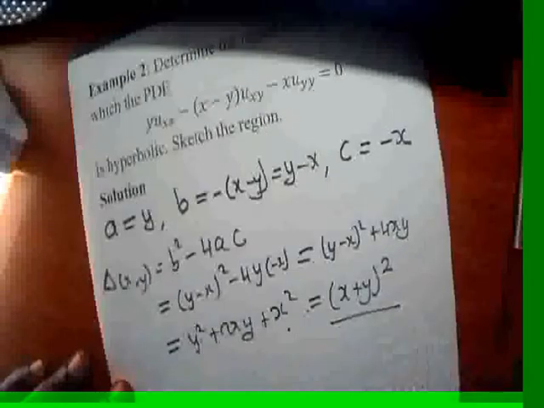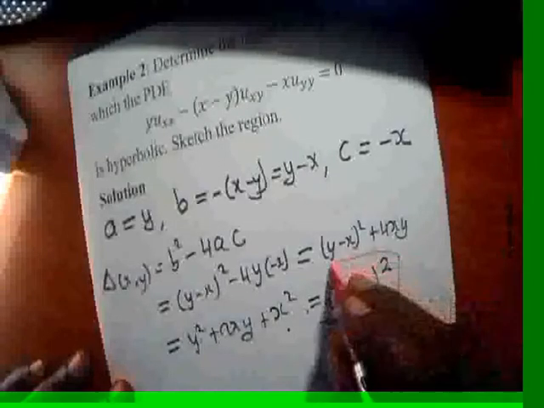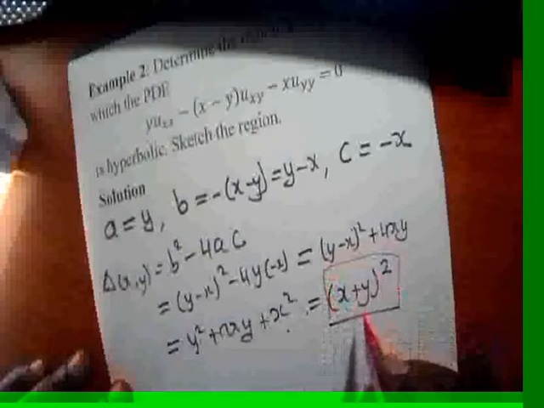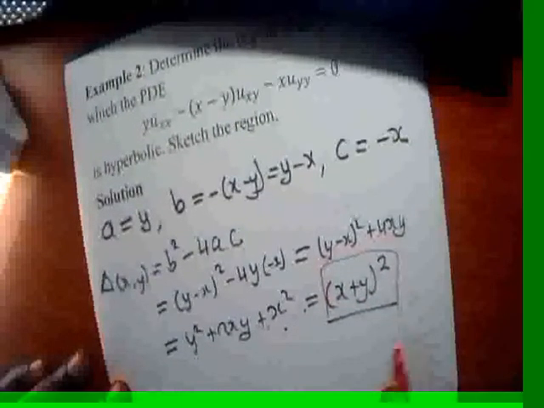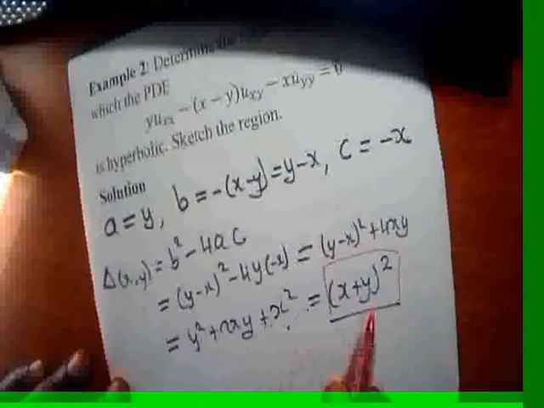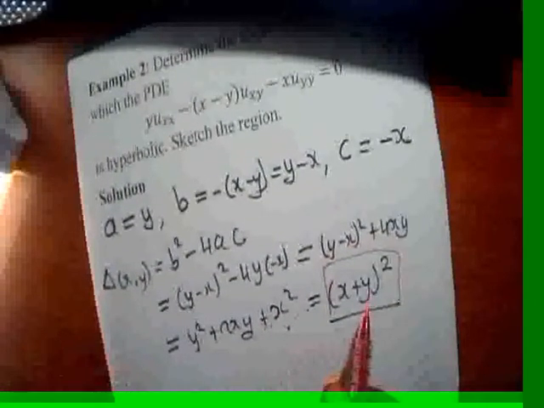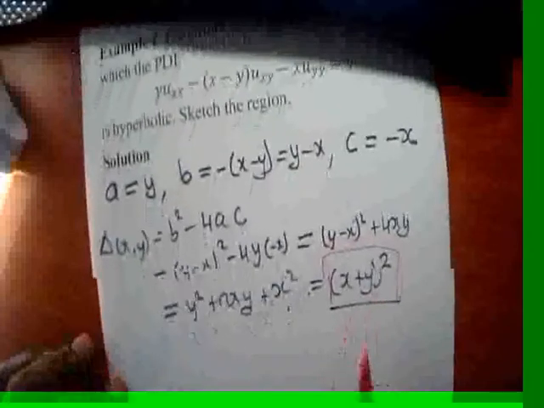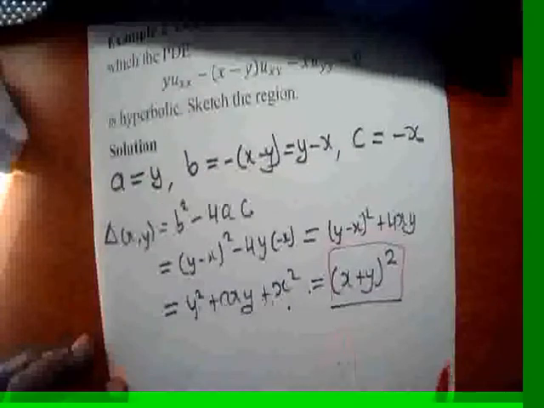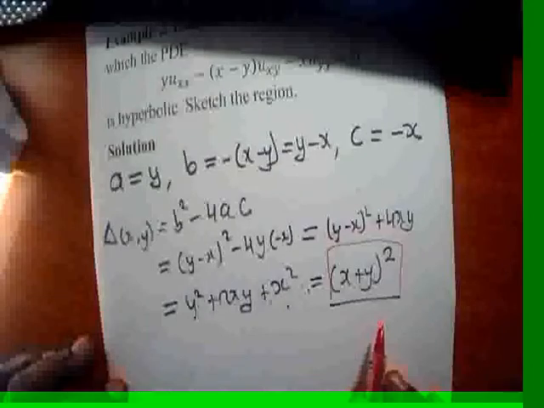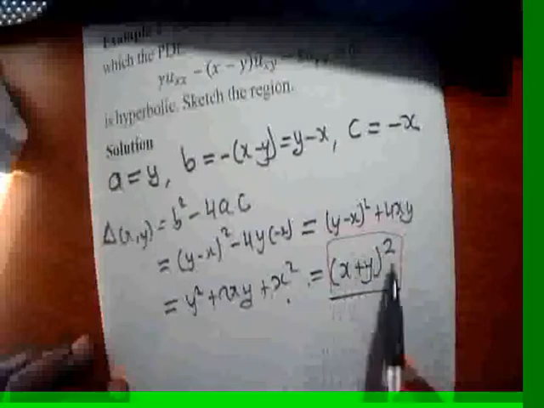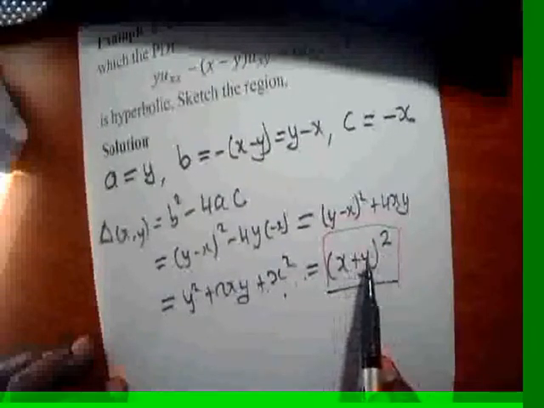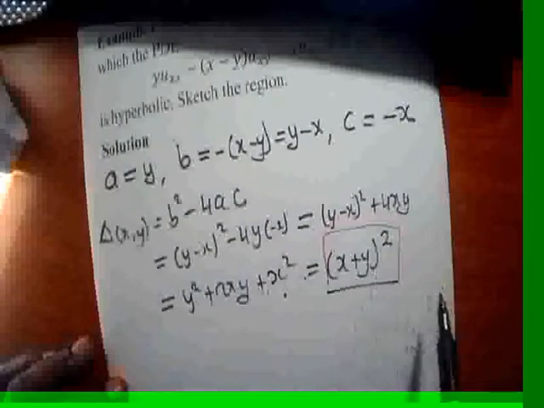Now, because of this square, there's no way this should be less than 0. It can never be negative. So it can only be 0 or greater than 0 because of the square here. So this is the discriminant, but we can't simply conclude on the case, although we know it's definitely not elliptic anymore. So let's see. We need to sketch this function by setting it equal to 0.